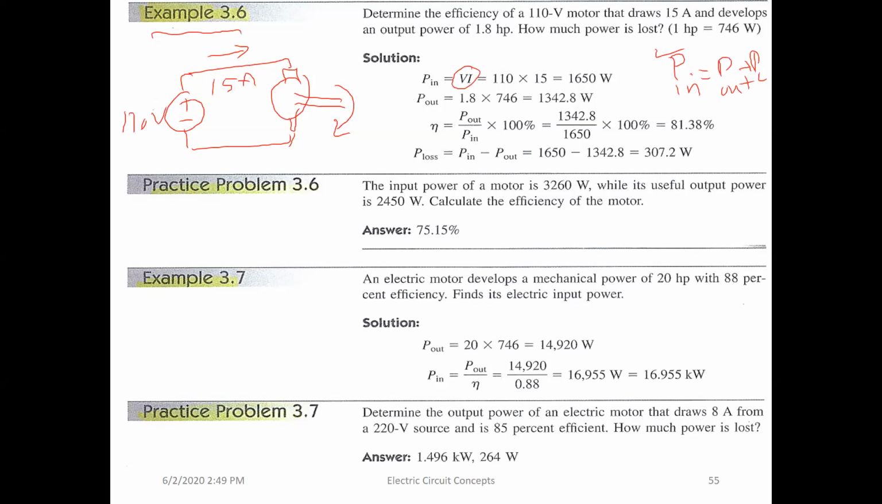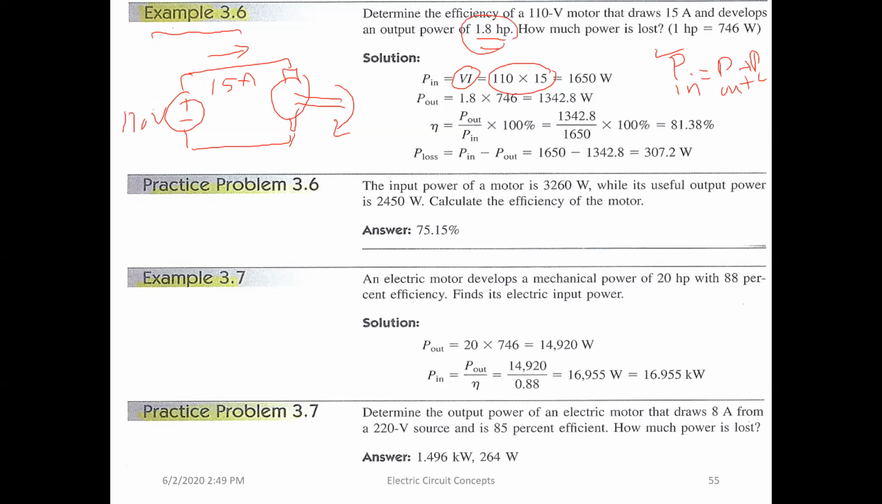Okay, which is 110 times 15, 1650. Okay, 1650 watts. Now the output power, note here, we are given the units of the output power, which is usually the case. So when we have a mechanical power connected to the motor, usually the units they use is horsepower.